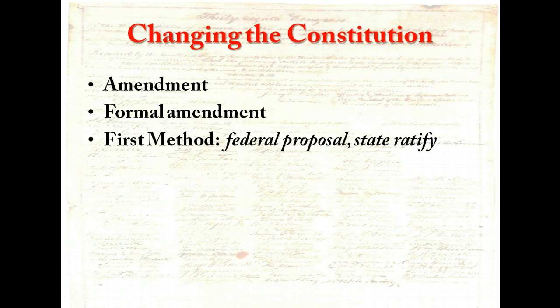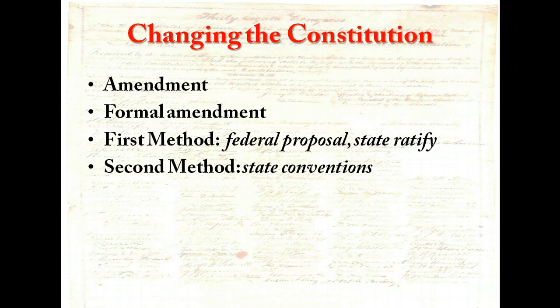The first method: an amendment may be proposed by a 2/3 vote in each House of Congress and be ratified by 3/4 of the states' legislatures. Today, 38 state legislatures must approve an amendment for it to become a part of the Constitution. 26 of the Constitution's 27 amendments were adopted in this manner. So almost all amendments have been made through the federal proposal and state ratification method, the first method.